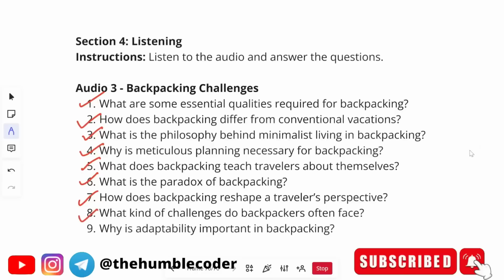Moving on to the next question, what kind of challenges do backpackers often face? The correct answer will be backpackers often face challenges like harsh weather, navigation issues, and limited resources. Moving on to the next question, the last question that we have, why is adaptability important in backpacking? The correct answer will be adaptability is crucial because conditions and situations can change unexpectedly during the journey.